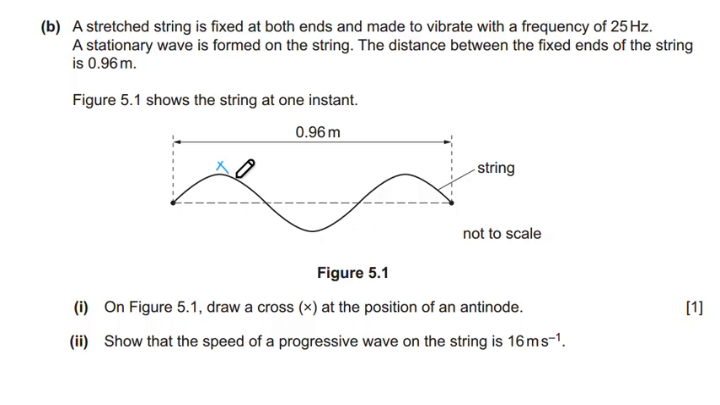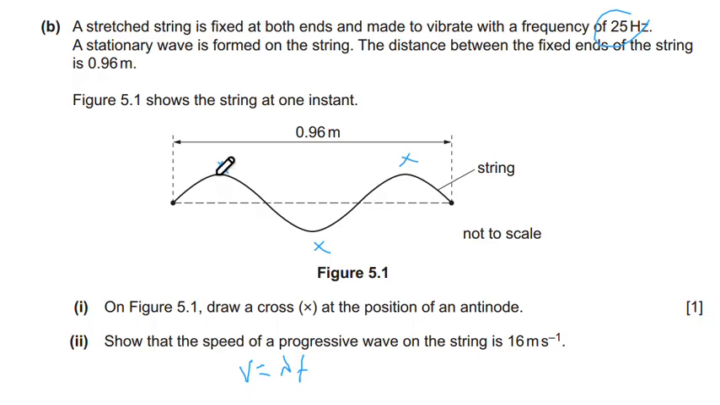You can say this is antinode, this is antinode, this is antinode. V is equal to lambda f. We have here f of 25. We just need lambda. We have from the figure here the length of string and how many nodes and antinodes form on this length.